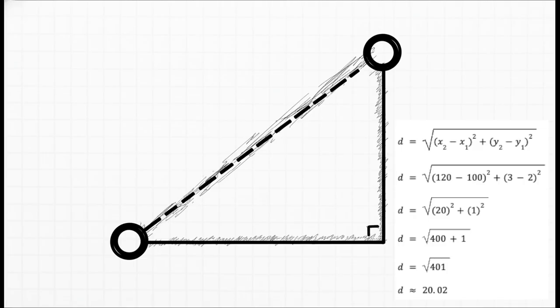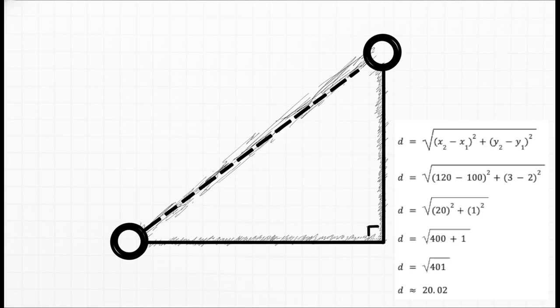Let's break this down together. It's actually pretty straightforward. D represents our distance. Our customer point is (x1, y1). Our centroid point is (x2, y2). The formula is d = the square root of (x2 minus x1) squared plus (y2 minus y1) squared. So let's plug in our numbers.